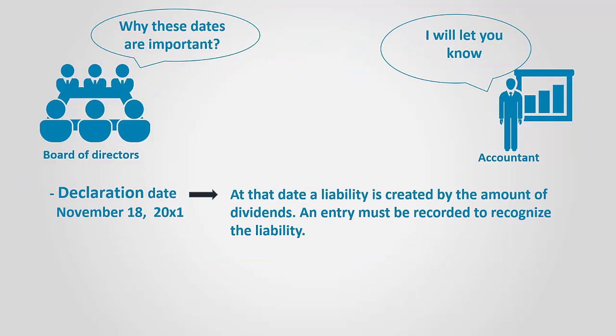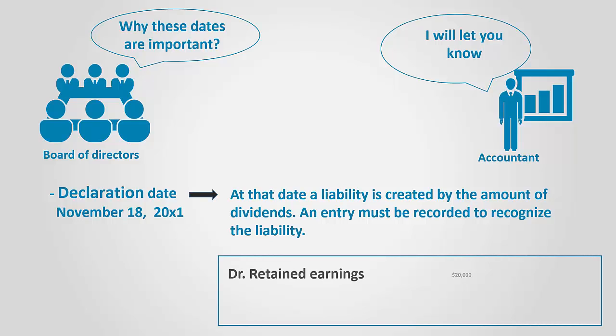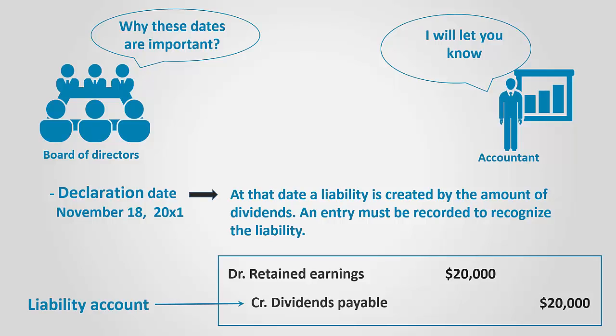The declaration date is important because on that date a liability is created. As soon as the board declares dividends, the business is liable to pay them. An entry is required to recognize such liability as follows: debit retained earnings or dividends, and credit dividends payable for $20,000. It is to be noted that dividends payable is a current liability account.